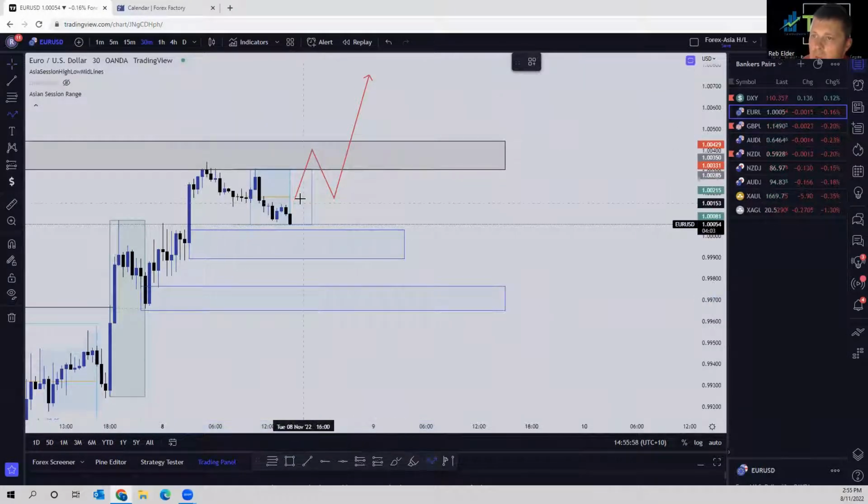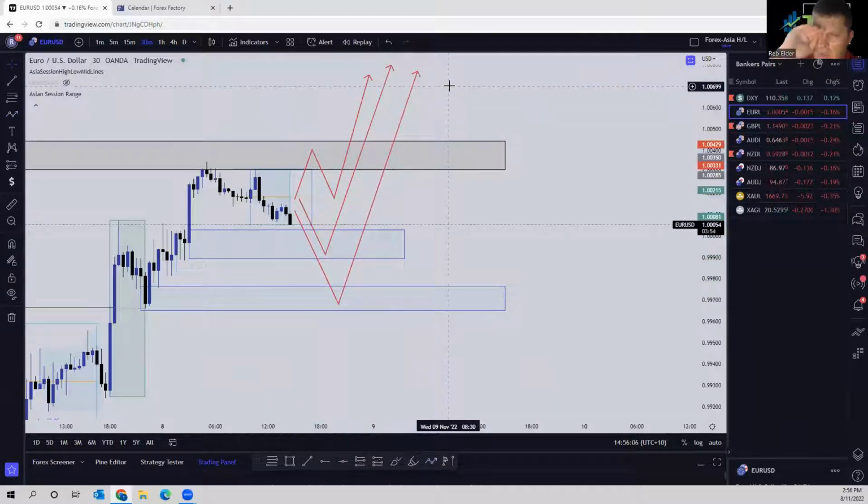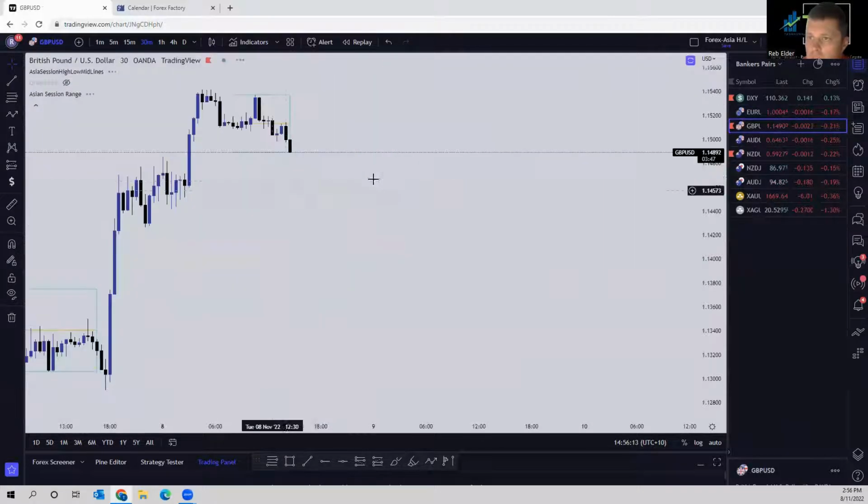So basically what I would be looking for is a push into there before continuation higher, or a possible push into here before a continuation higher. So they're the three outcomes that I would be looking for in today's Euro USD outlook. Now I'll move over to GBP.